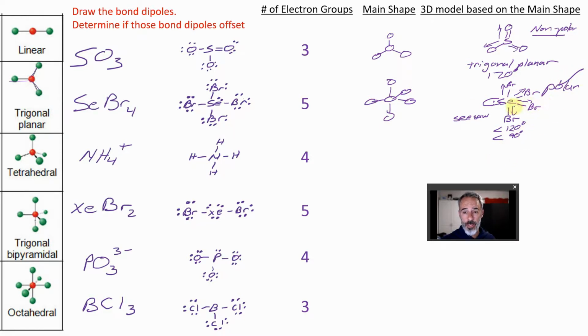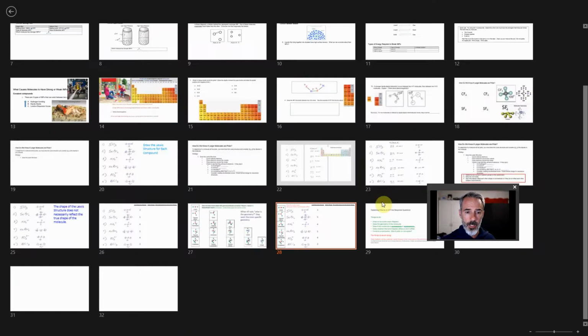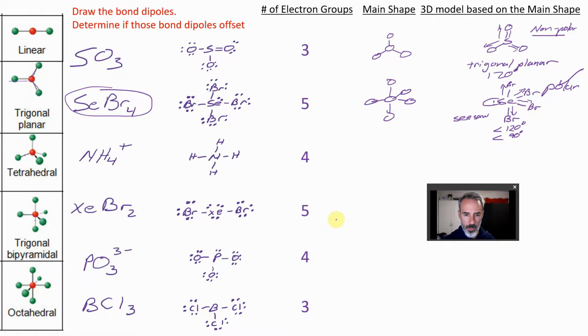Boom. This molecule, if it were to be around another one, would have dipole-dipole intermolecular forces between it and another molecule. I am really clicking a lot of buttons here. All right, let's get rid of me and let's keep going.